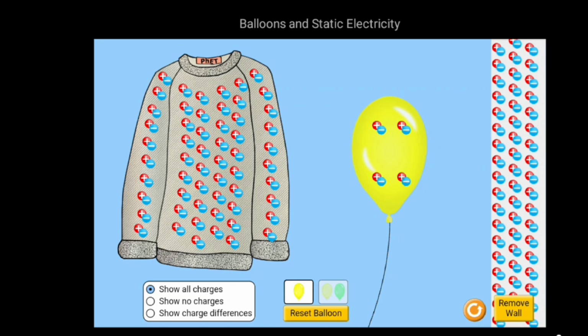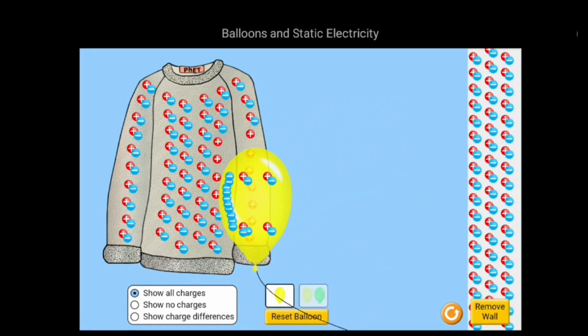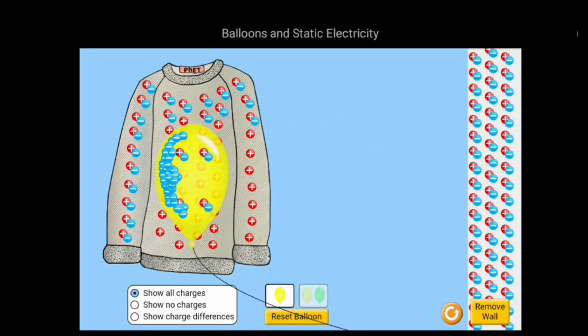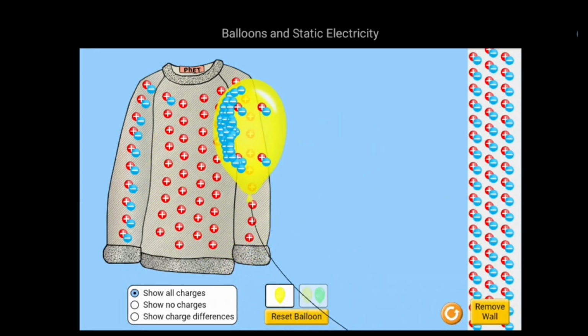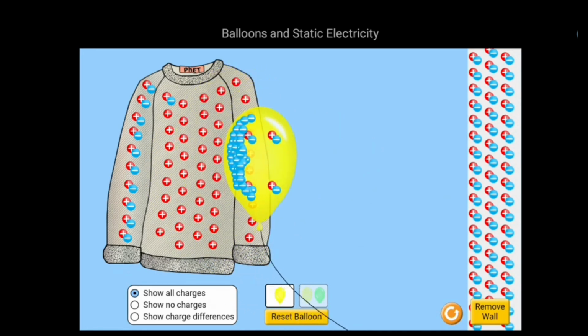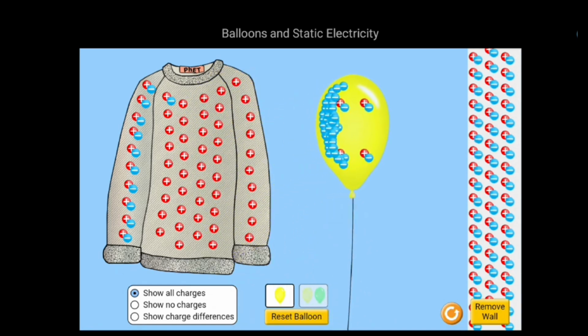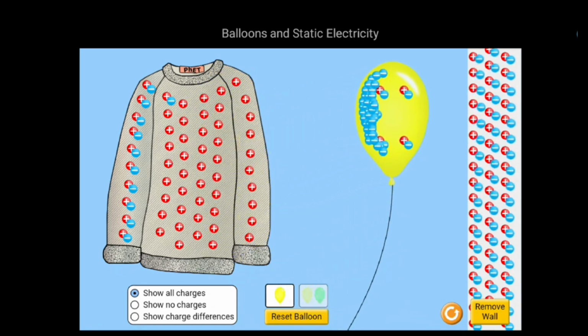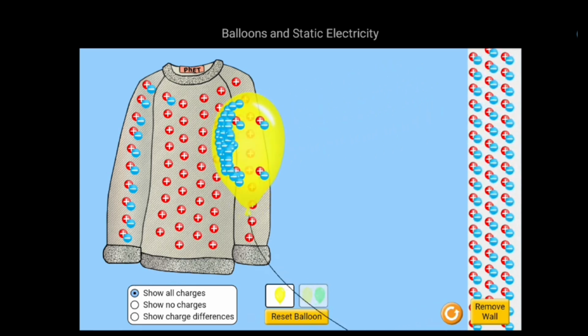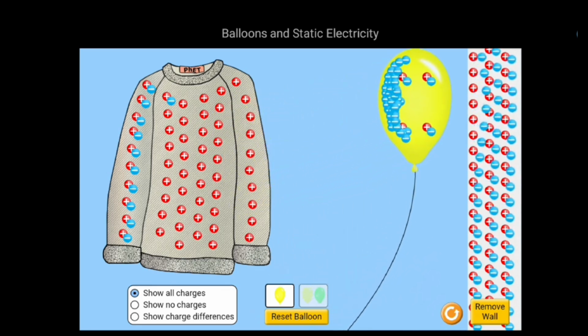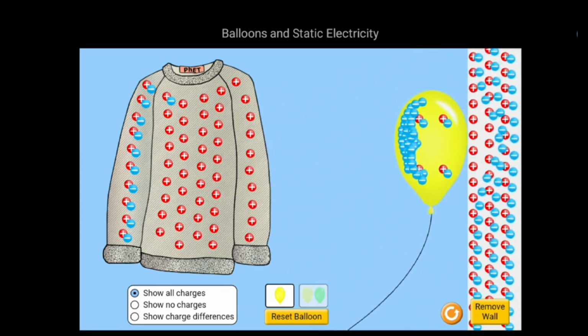The order of charge transfer in materials like wool and silk. Let's take the example of wool and silk. When wool and silk are rubbed together, the wool tends to lose electrons and becomes positively charged, while the silk gains electrons and becomes negatively charged. This happens because of the different tendencies of the materials to hold onto their electrons. Wool has a greater tendency to give up electrons, while silk tends to hold onto them more strongly.